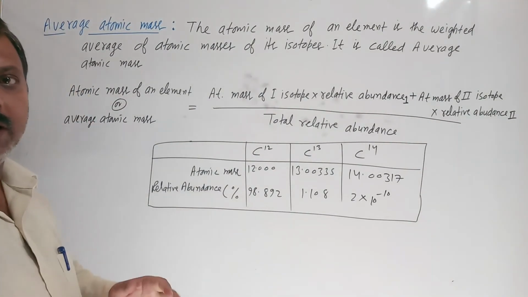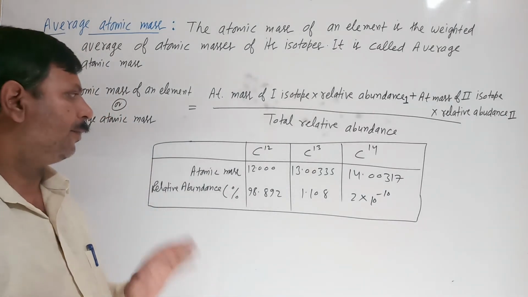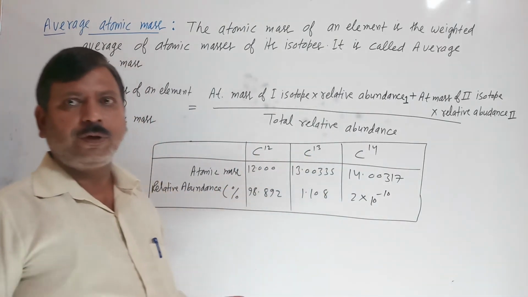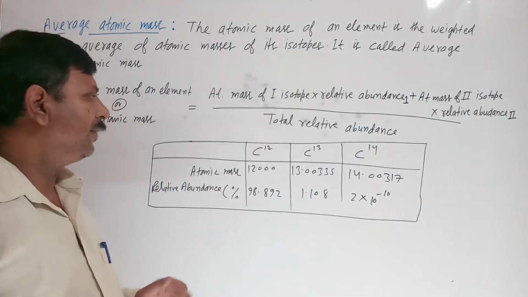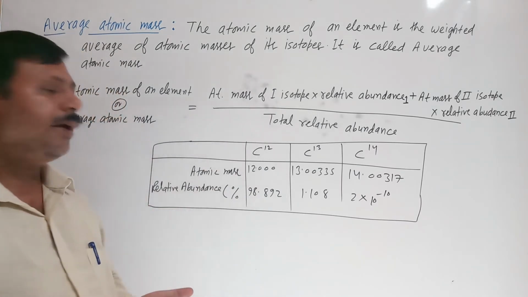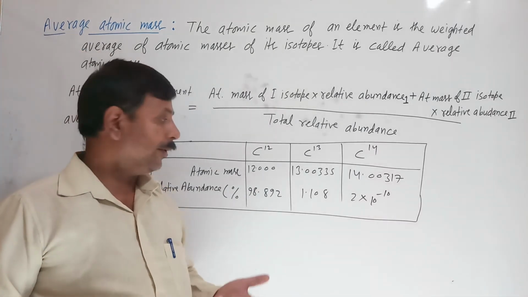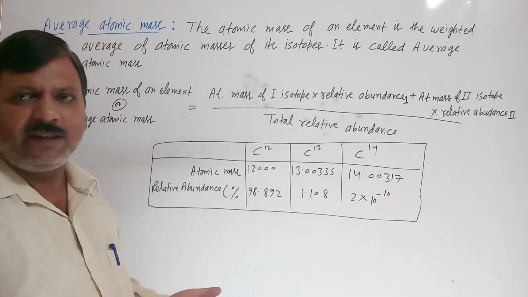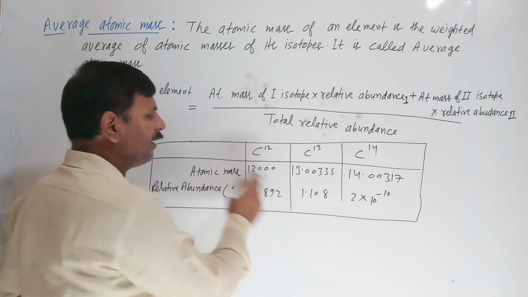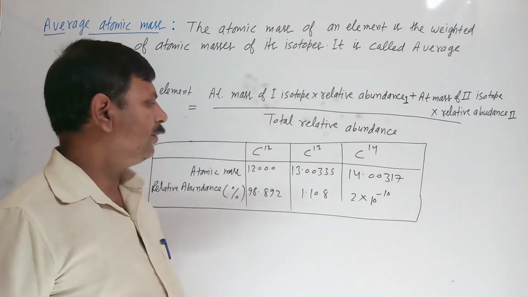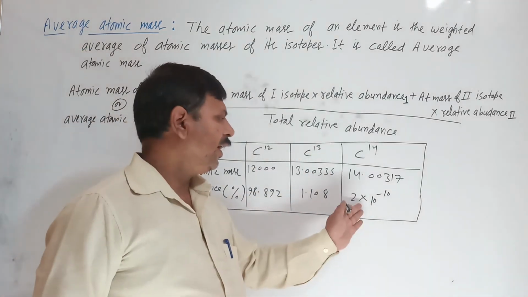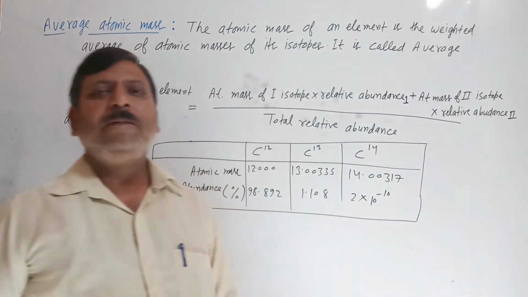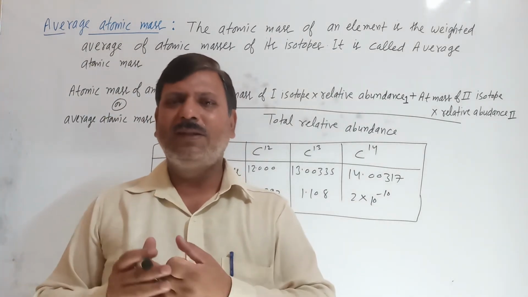One more example we will take, when we talk about carbon. So what will be the atomic mass of carbon? We have seen that in carbon there are 3 isotopes: carbon 12, carbon 13 and carbon 14. So 3 isotopes are present in the carbon atom, and what are their relative abundances? Taken as percentages, 98.892% is carbon 12, 1.108% is carbon 13, and 2 into 10 raised to minus 10 percent is carbon 14. You will read about carbon dating later.